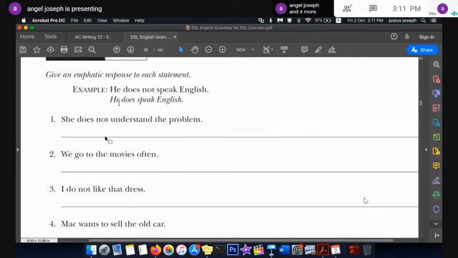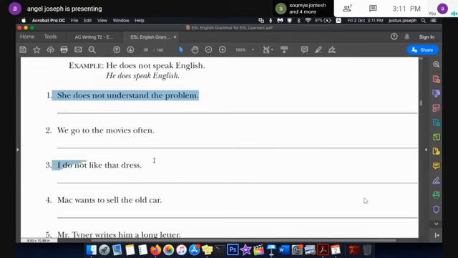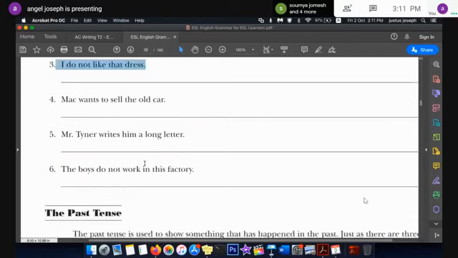Look at this exercise. This exercise is about emphatic response, the ones with do, does, those words. Look at the sentence: He does not speak English. They have changed it into, he does speak English. So that's a very simple exercise. Let's quickly go ahead and finish this off. She does not understand the problem. She does understand the problem. Look at the third one. I do not like that dress. I do like that dress. Okay, good.